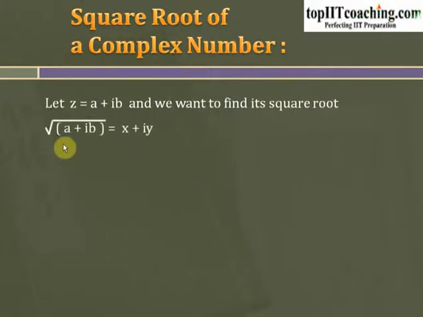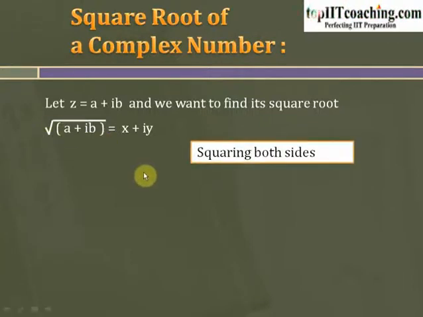Now, let us say that the square root of a plus iota b, that is z, is equal to another complex number x plus iota y. Now what we do next is we square both the sides, and what do we get? We get a plus iota b in the LHS, and in the RHS we get x square minus y square plus 2 iota into xy. So when we square both sides, this is the expression we get.